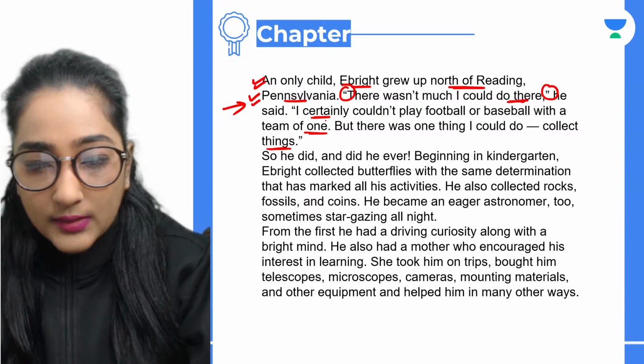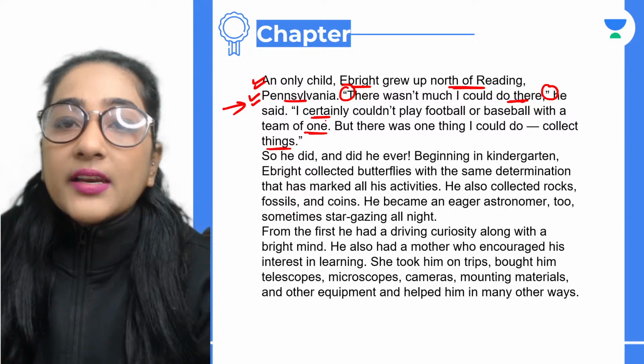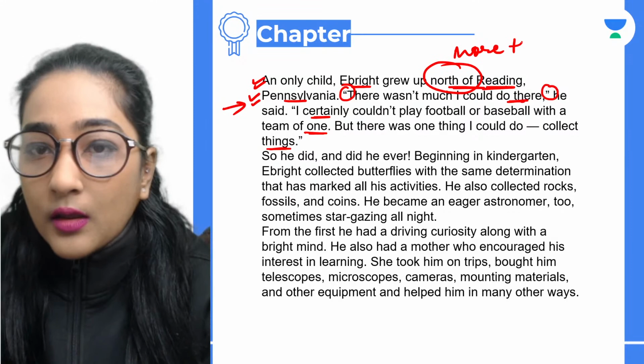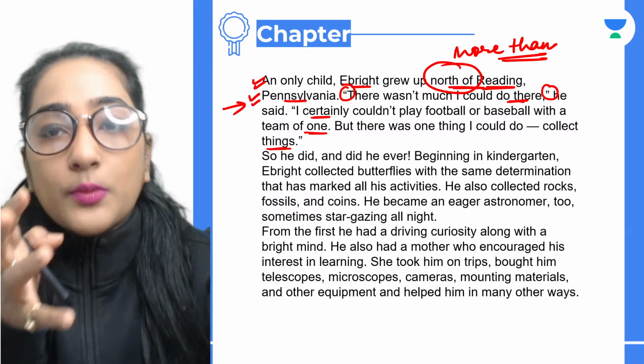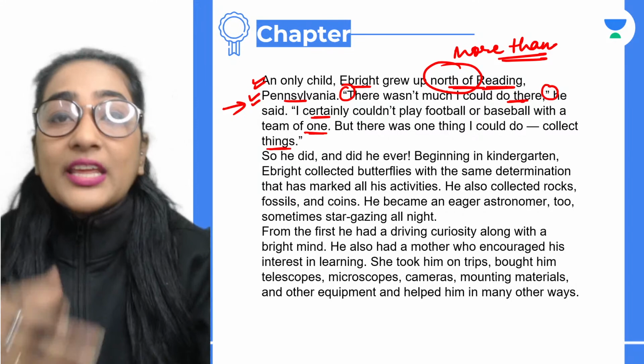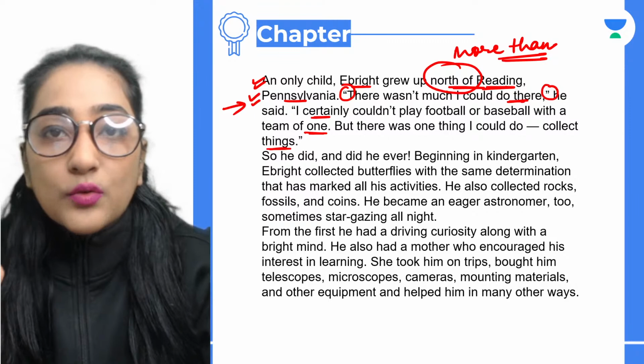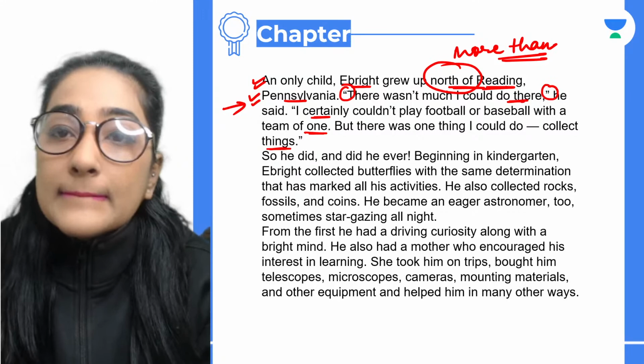Okay, so now, "north of" is an expression which means more than. Basically, what was he doing? Therein he was growing up, and he was doing more things than just reading and not looking for anybody else around him, for playing football or baseball. That is what it means.